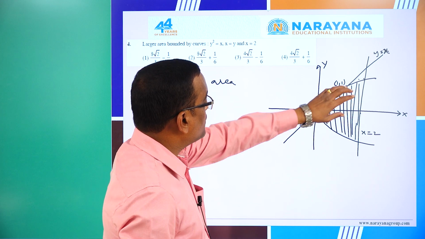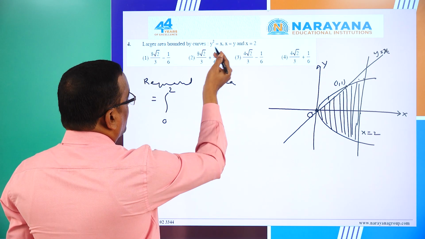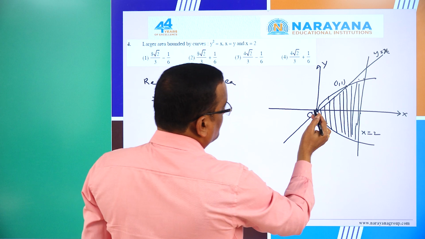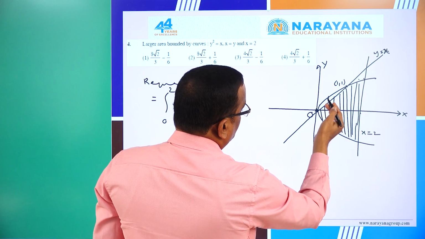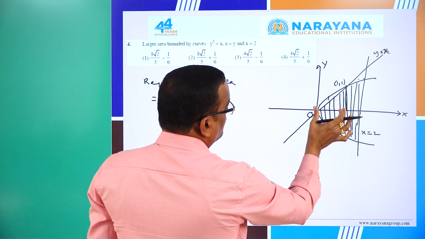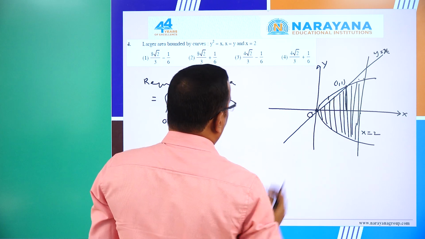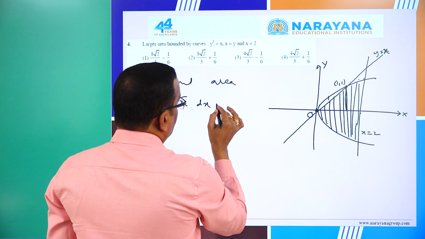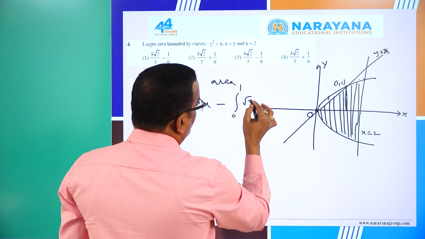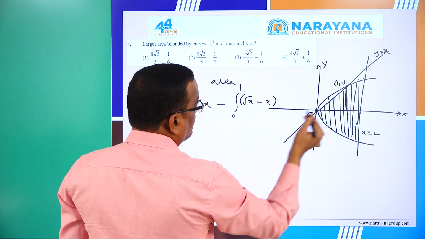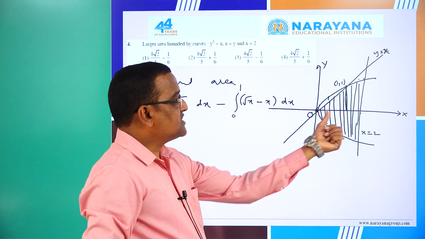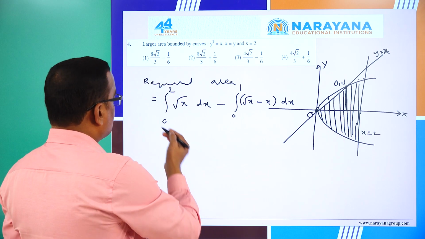So, this portion is the integral from 0 to 2 of root x dx, for the parabola y^2 equal to x. This portion you have to delete. This is the portion between 0 to 1, parabola minus the line, that you have to delete from this, minus the integral from 0 to 1 of (root x minus x). y equal to x is the line, y equal to root x is the parabola. And coming to this portion, this is 0 to 2 parabola with the x axis. So that is why just double this one.